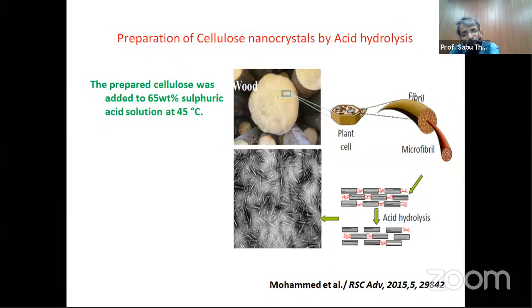If you look at the work of Mohammed and group, 2015, you know what they did? They took wood and then they went for a strong acid, sulfuric acid treatment, 65% sulfuric acid at 45 degrees Celsius. Look at what they got. They got small nanofibers. Since they used a strong acid, you know what happened? If you look at cellulose, you have crystalline and amorphous regions. When you use a strong acid, it removes all the amorphous part, and they could get small nanocrystals. If you use a weak acid or less concentrated acid, 10%, 20%, you know what you get? You get long nanofibers. So you are able to make either short nanocrystals or long nanofibers.